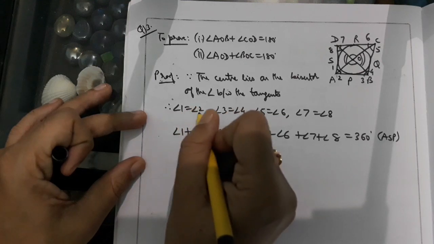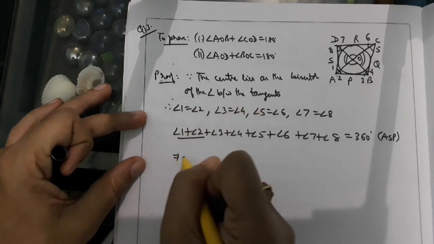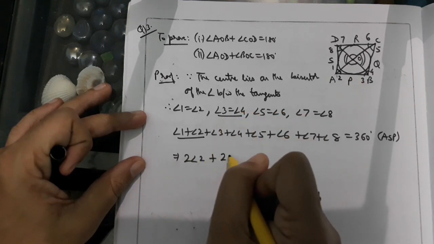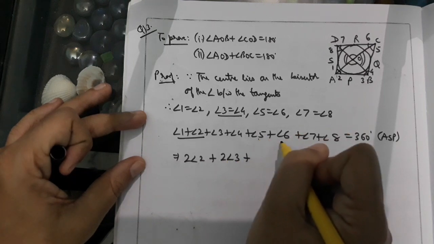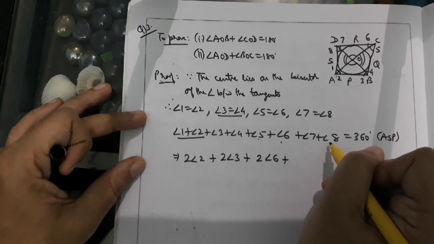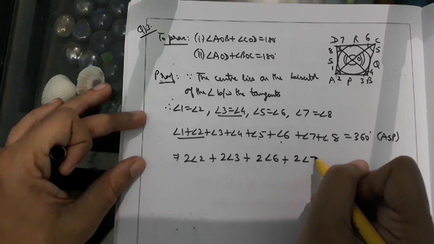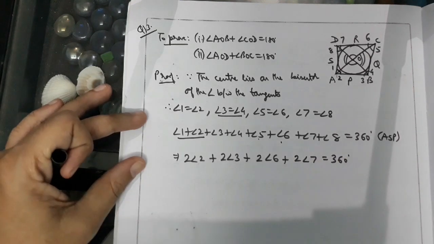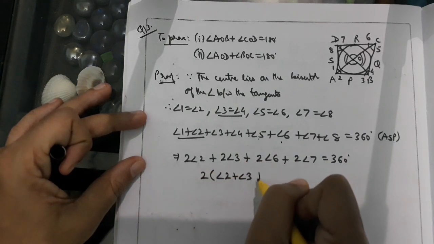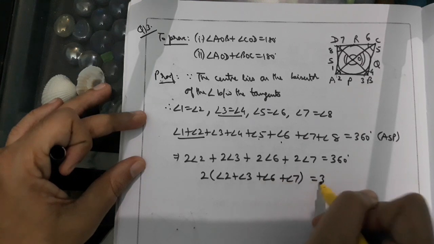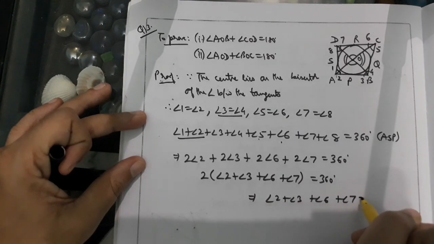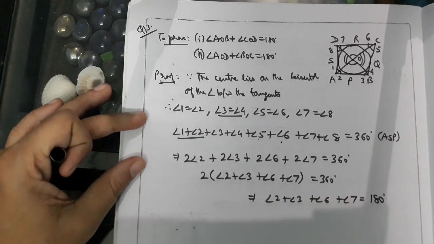Over here we have angle 1 is equal to angle 2, so this can be written as twice of angle 2. Angle 3 is equal to angle 4, so this can be written as twice of angle 3. Angle 5 is equal to angle 6, so this can be written as twice of angle 6. Angle 7 is equal to angle 8, so this can be written as twice of angle 7. This is equal to 360 degrees. From here we can take out 2 common. So angle 2 plus angle 3 plus angle 6 plus angle 7 comes out to be 360 upon 2, that is 180 degrees.